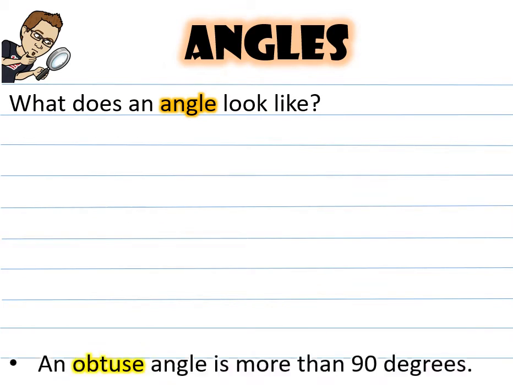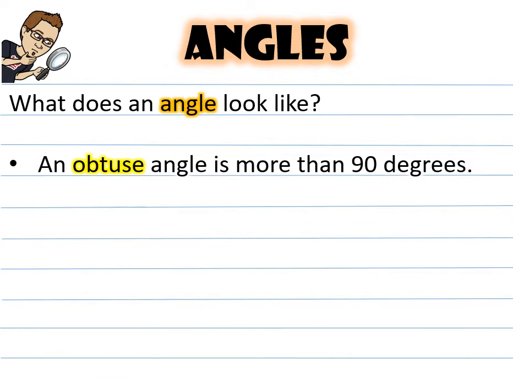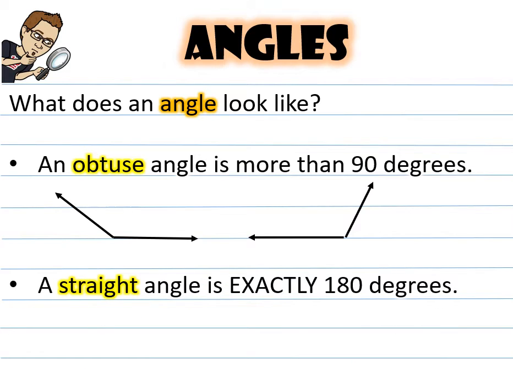What does an angle look like? Well, an obtuse angle is more than 90 degrees. So this is greater than a 90-degree right angle, and so is this. A straight angle is exactly 180 degrees. That's a straight angle, and so is that.